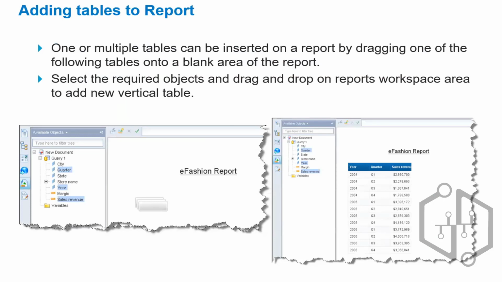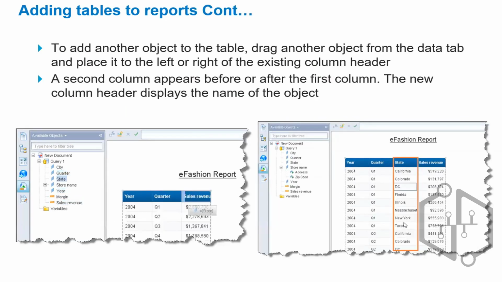How do we add tables to reports? One or multiple tables can be inserted on a report by dragging one of the following tables onto a blank area of the report. Select the required objects and drag and drop on the report workspace area to add a new vertical table. So if you want to add 3 or 4 objects in the report, if you select and drop them in this report space, a table will be displayed.